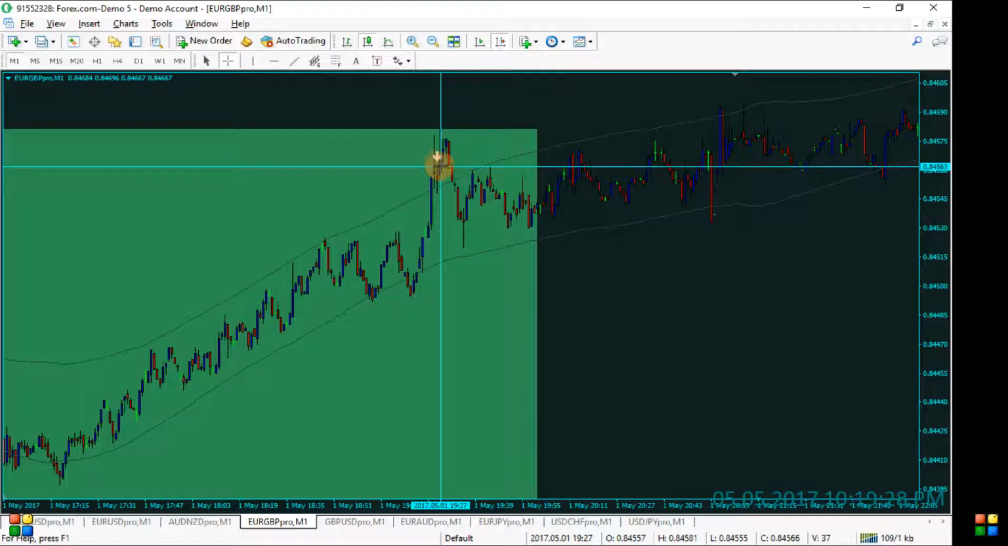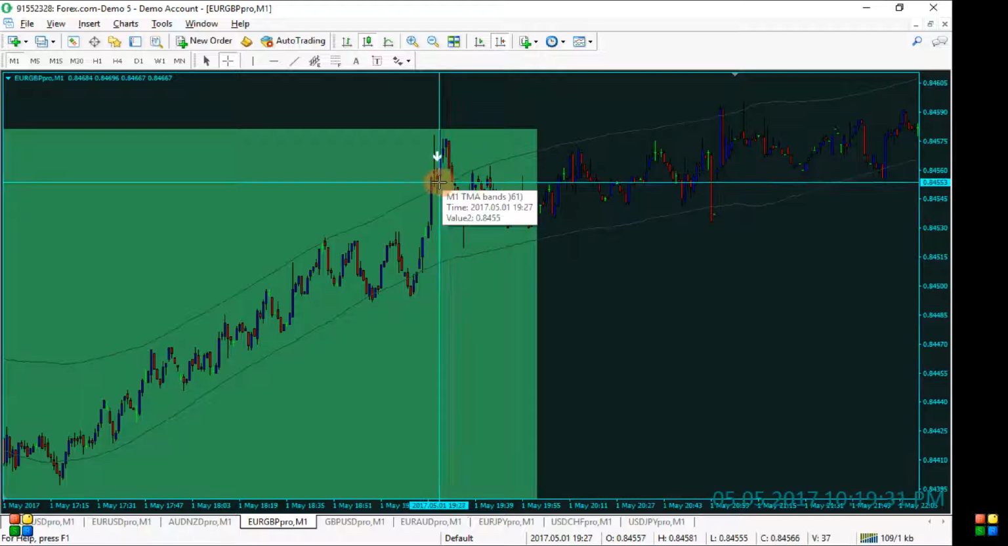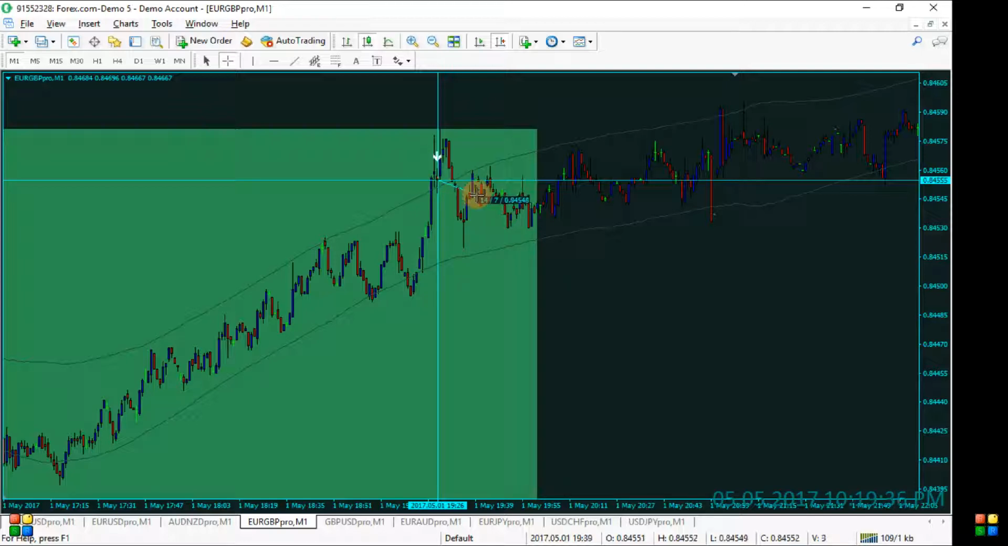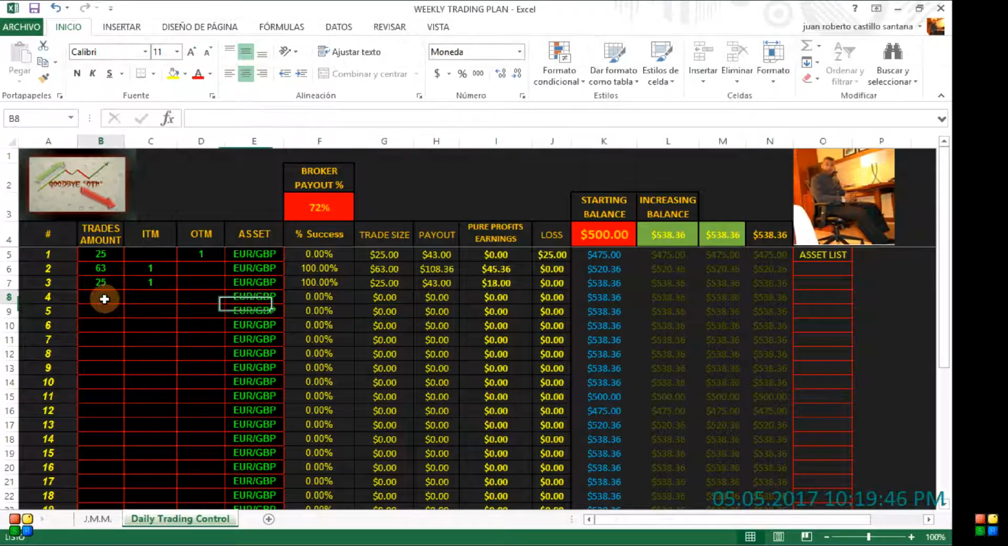So here is a beautiful signal that the price has closed above the channel, and then for 15 minutes we are ITM over there. Nicely ITM. So quickly we go here, and obviously we have a $25 investment which ended ITM, which is great to us. Let's continue seeking our next signal that we might find.